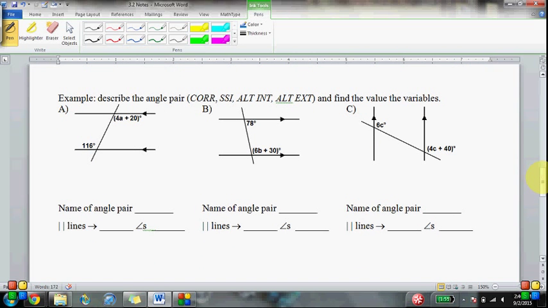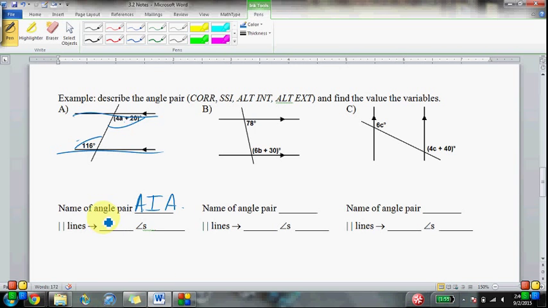So describe the angle pair as corresponding, same side interior, or alternate exterior, and find the value of the variables. So first one, we've got these two angles right here. They are on opposite sides or alternate sides of the transversal, and they are inside the two lines. So these would be called alternate interior angles. We can just abbreviate that.